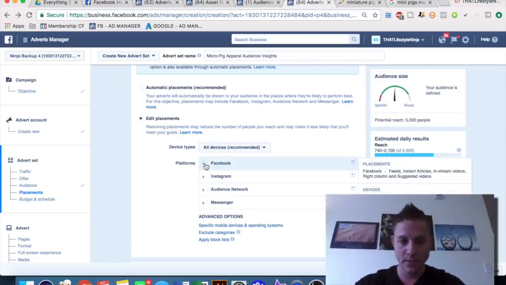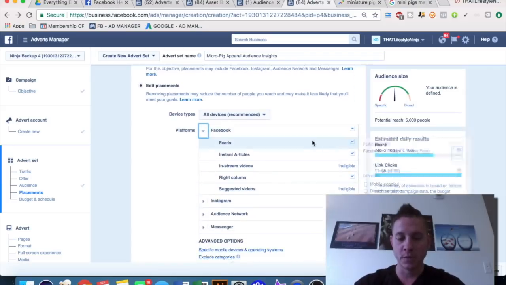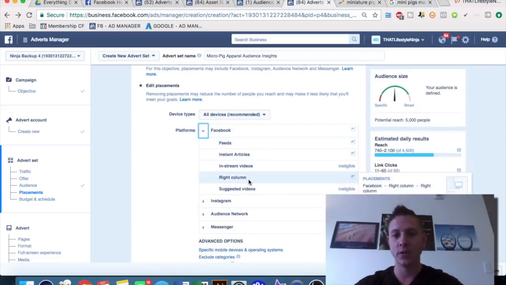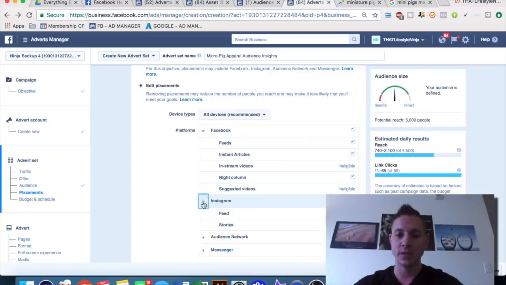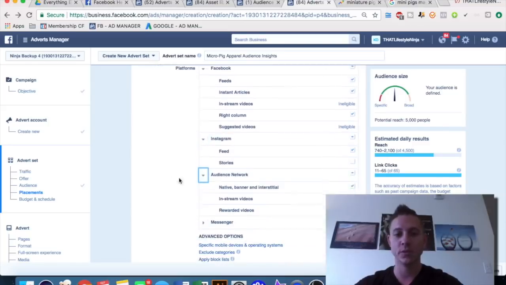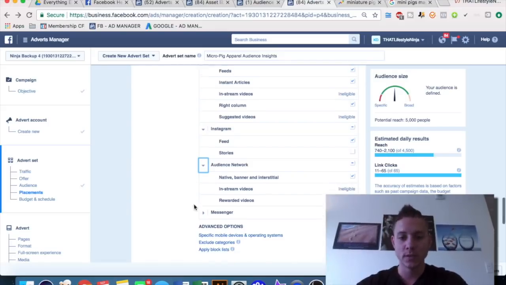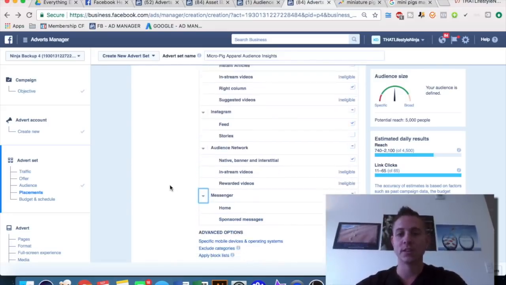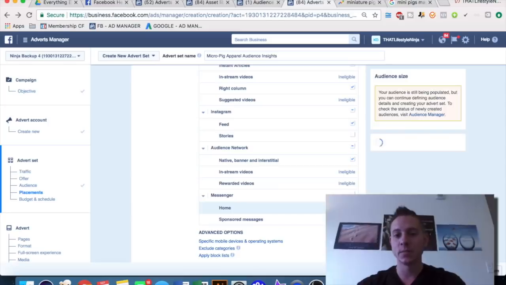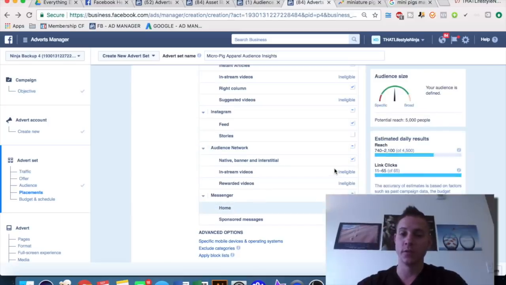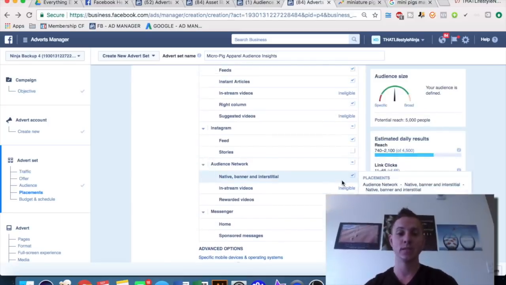So if we take a look at the placements here, we can do Facebook feeds, instant articles, in-stream videos, right column, right? We can do Instagram, we can do the audience network, which just shows advertisements inside of apps and different places. We can do messenger ads where it's actually sponsored messages that are being sent to people's phones, right?